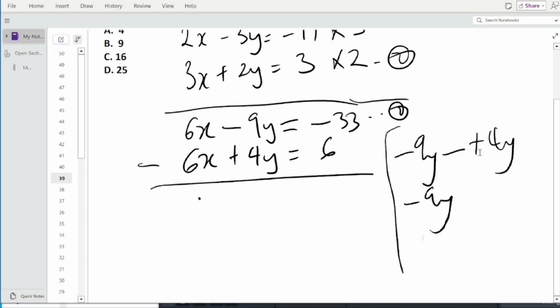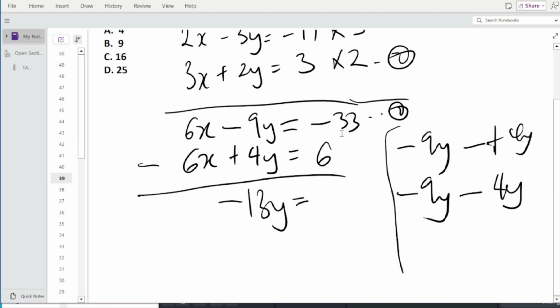When we have a positive sign and a negative sign together, or a negative and a negative, or a positive and a positive, you have to resolve them into one. So positive and negative always gives us negative 4y. So minus 9y minus 4y, you're owing 9 and owing 4, you'll be owing 13 in total, that's minus 13y equals, then you have minus 33 minus 6. Minus 33 minus 6 with your calculator will give you minus 39.